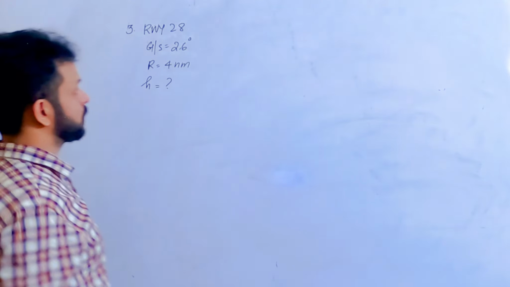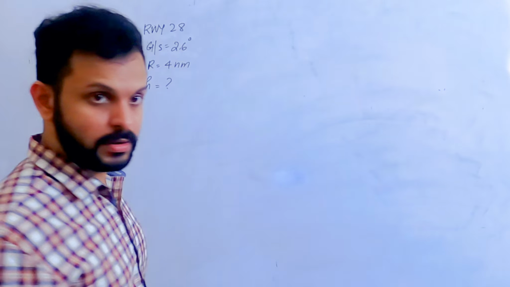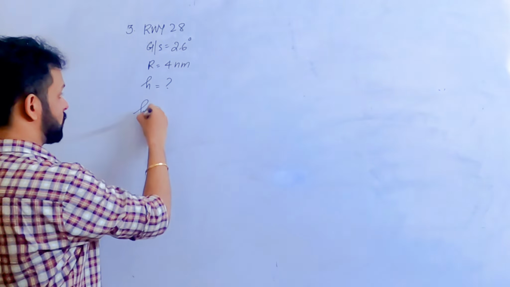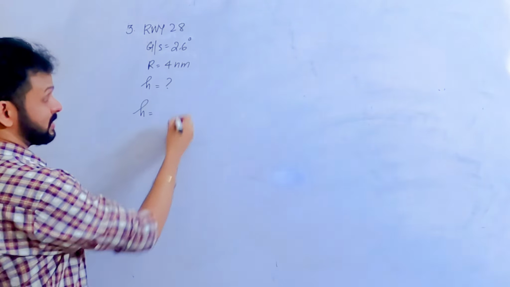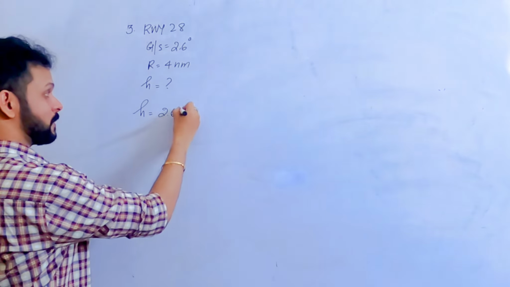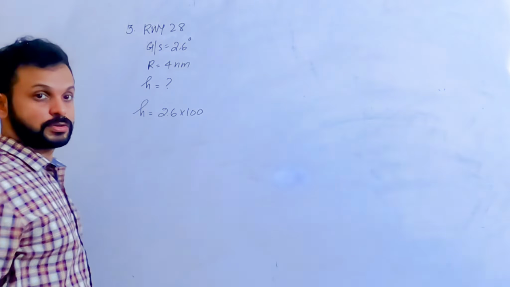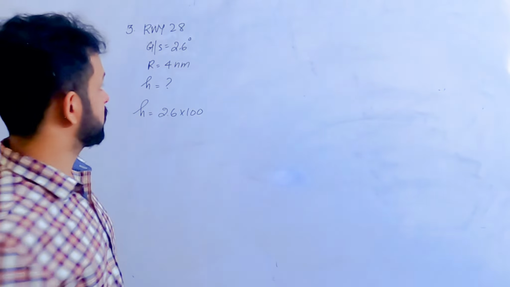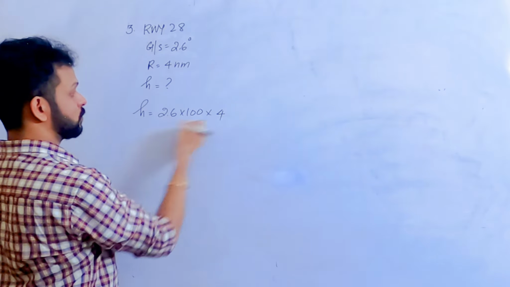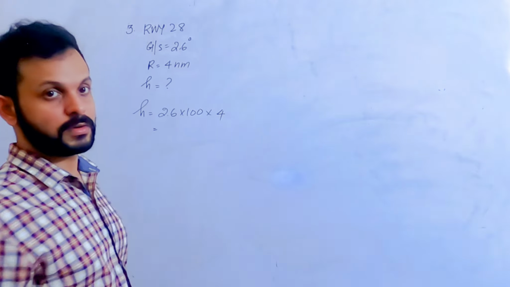So you know how to find it directly, right? How will you find height on the glide slope? H is equal to, on a 2.6 degree glide slope, at 1 nautical mile you will be at 260 feet. So over 4 nautical miles, it's going to be 260 into 4 into 100.